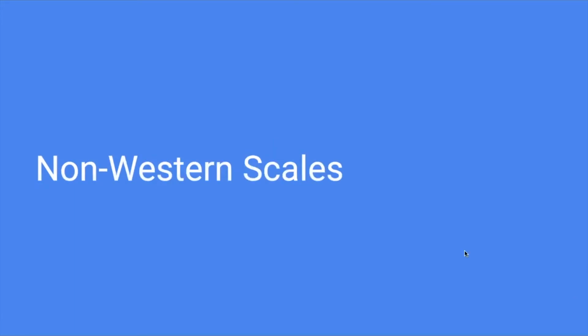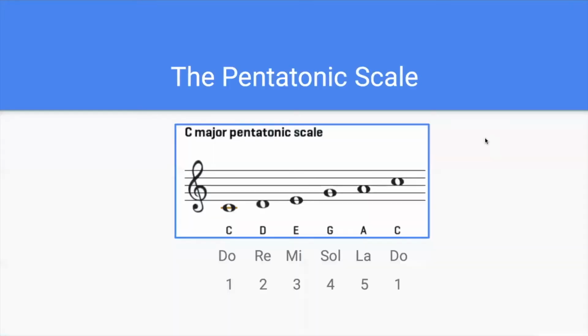So first I'm going to teach you guys about the non-Western scale. Mentioned in the next slide, we have the pentatonic scale. The pentatonic scale contains 5 notes because penta means 5. It contains do, re, mi, sol, and la. So it has a whole step, another whole step, and then a minor third, another whole step, and another minor third.